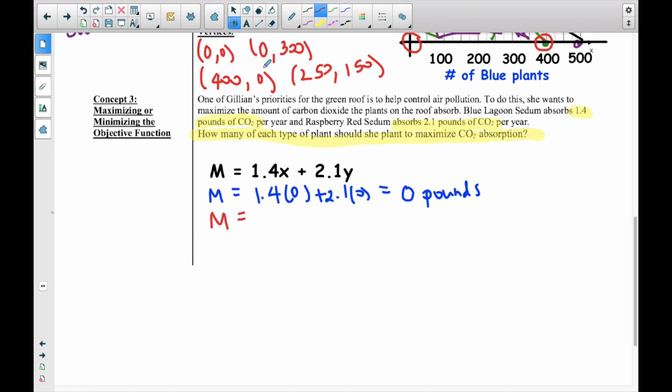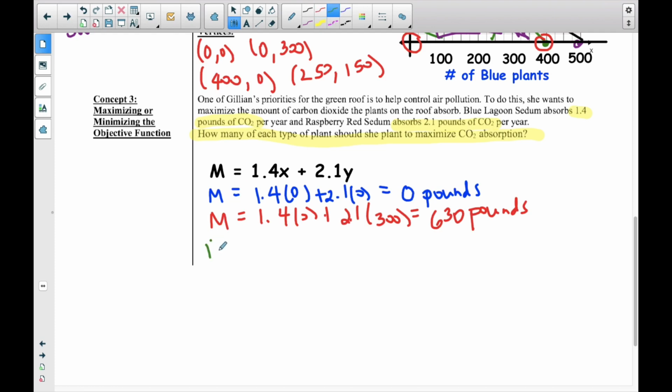Next one, I'm going to take 0, 300. So I have 1.4 times 0 plus 2.1 times 300. And again, I know you can do this on your calculator, but if you're trying to sell this to somebody, like say, hey, I want to go up on the roof and plant this garden, you have to actually show them that you've done the math. Okay, so this is 0. This is going to be 630 pounds. A lot better than 0 pounds, obviously.